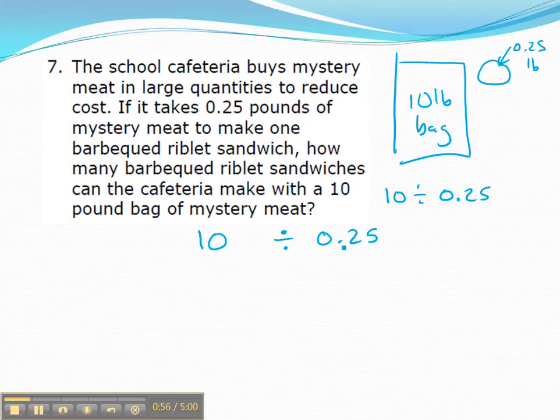So in order to be dividing by a whole number, I need to move that decimal 2 places to the right. So now I'm dividing by 25, and it's okay to do that as long as I move the decimal in my dividend also 2 places to the right. So 1, 2. So this is now 1,000 divided by 25.